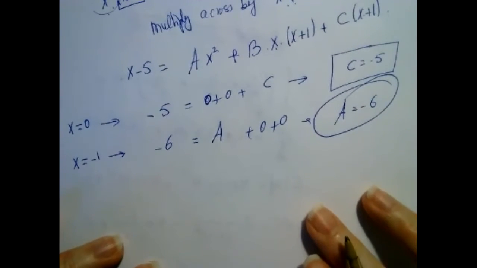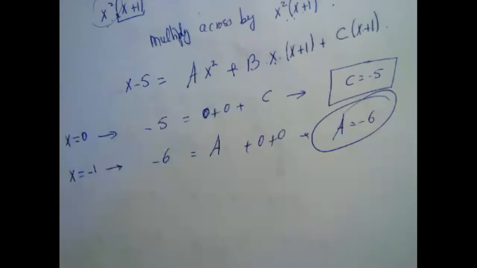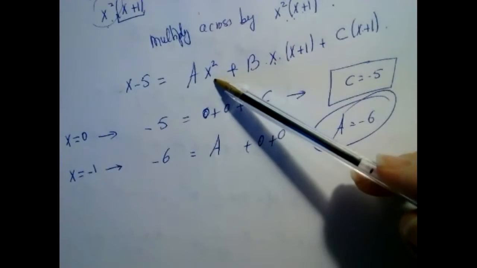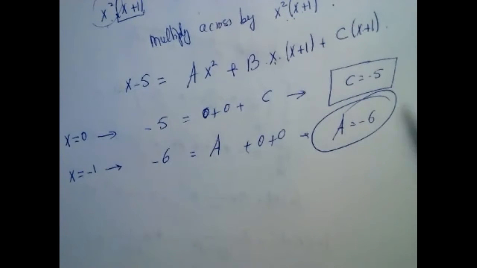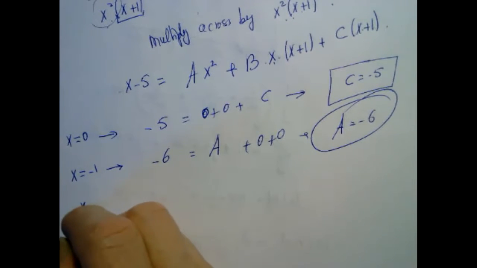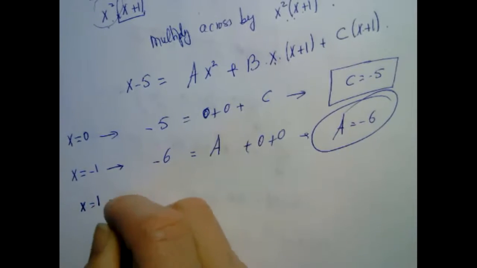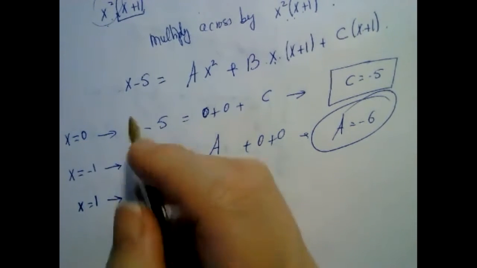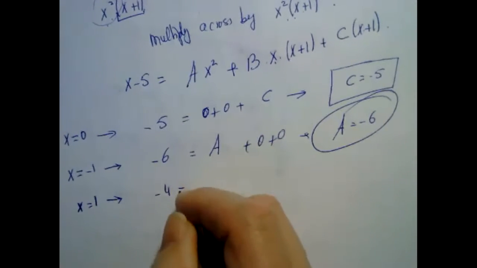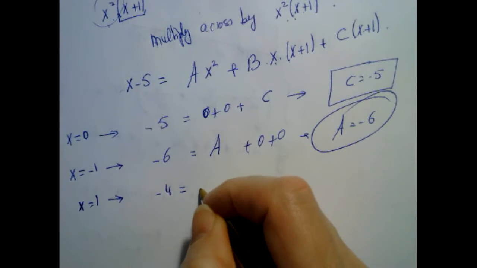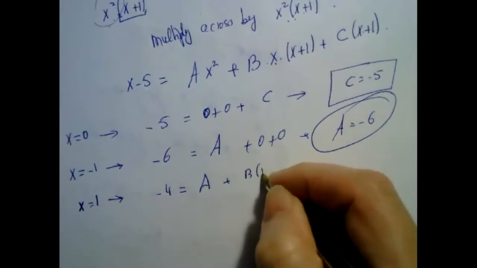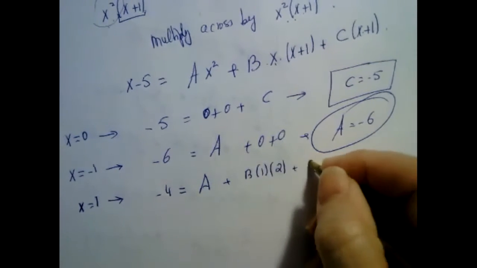And then I still have a b to find. I don't have any more easy values, because 0 will make those two 0 and minus 1. There is nothing else, so I can pick anything you want. I usually pick something fairly simple. I pick 1 because 0 I've already picked. So it's going to give me 1 minus 5, which is minus 4, equal a, basically, plus b times 1 times 2 plus c times 2.